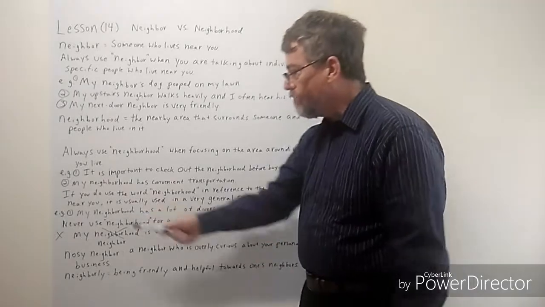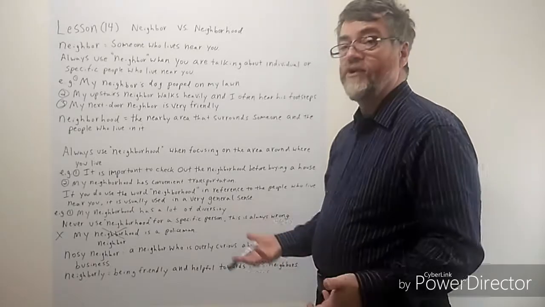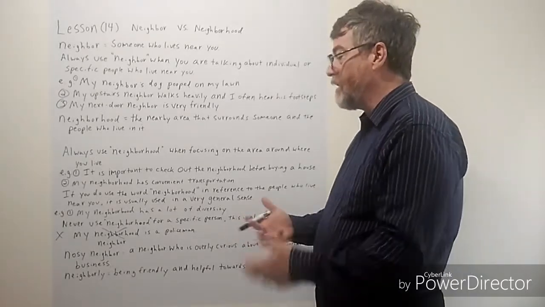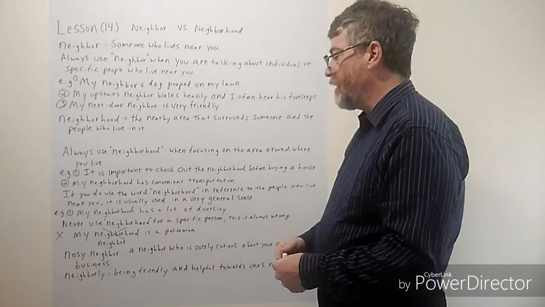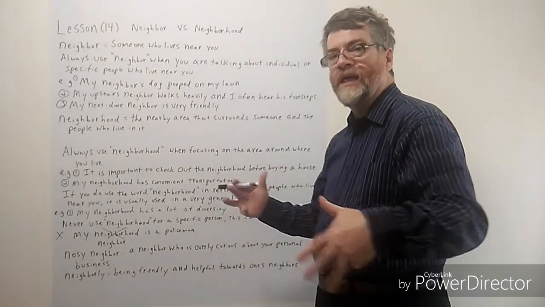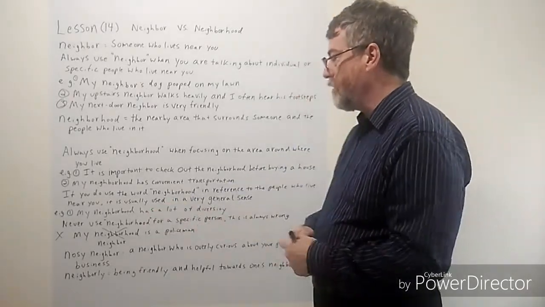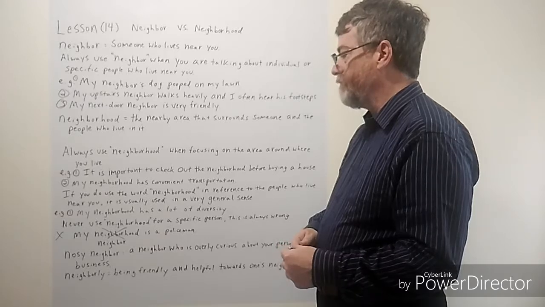And here, with the word neighborhood, you could be referring to the people in general. You could also be referring to the area at the same time. So it kind of covers both at the same time. But if you are trying to emphasize the idea of the people that live in that area, this is one example that would work. So, my neighborhood has a lot of diversity.